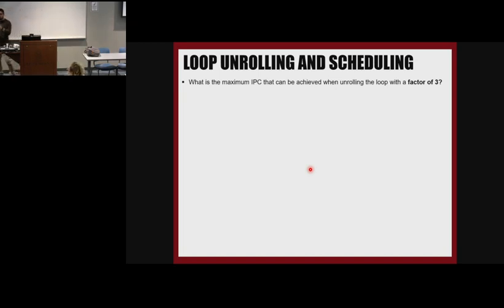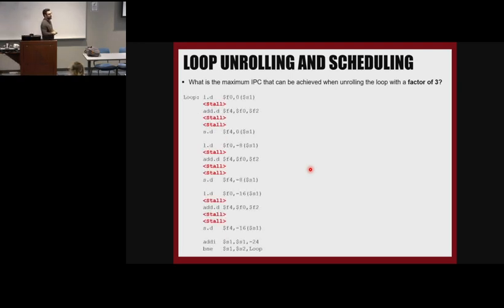Let me first explain what unrolling means. Unrolling means I just take the body of the loop and repeat it that many times. So this is a factor of 3. I just repeat the body of the loop 3 times. This is the first part, and it's exactly the same thing again. We load, add, store, load, add, store, with the same dependencies that we had, so we have stalls and everything.